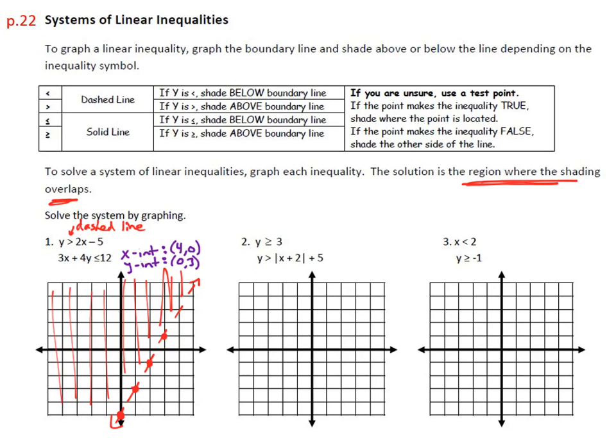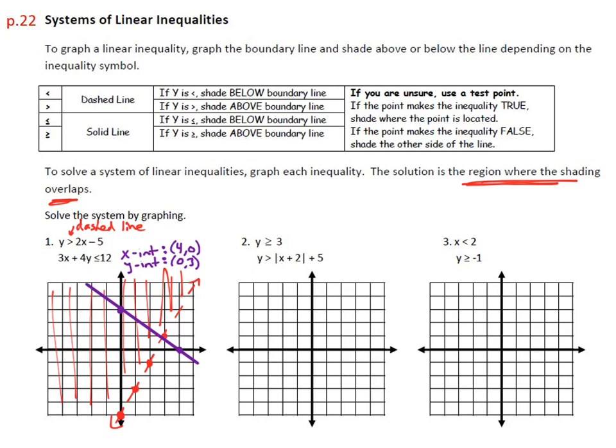So I can plot those 2 points. There's my 4, 0 and my 0, 3. I have that or equal to symbol in there, so that means that I get a nice solid line through those 2 points. Let's see. Whoops, not quite.